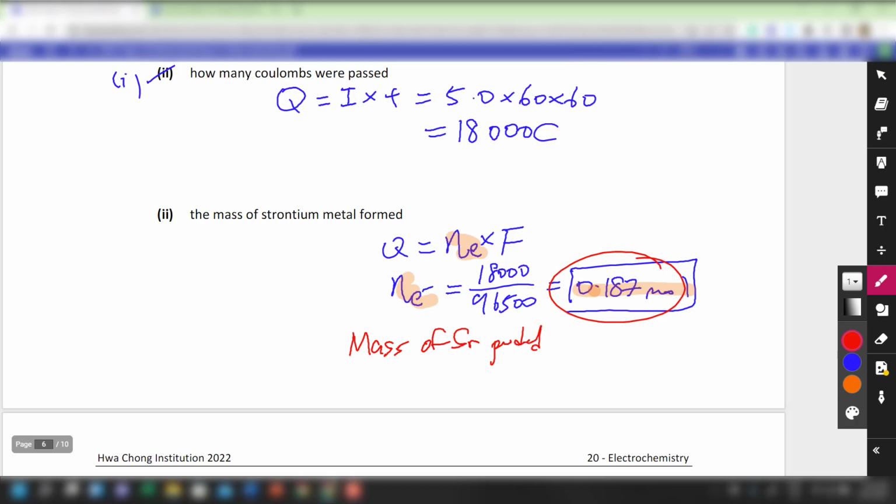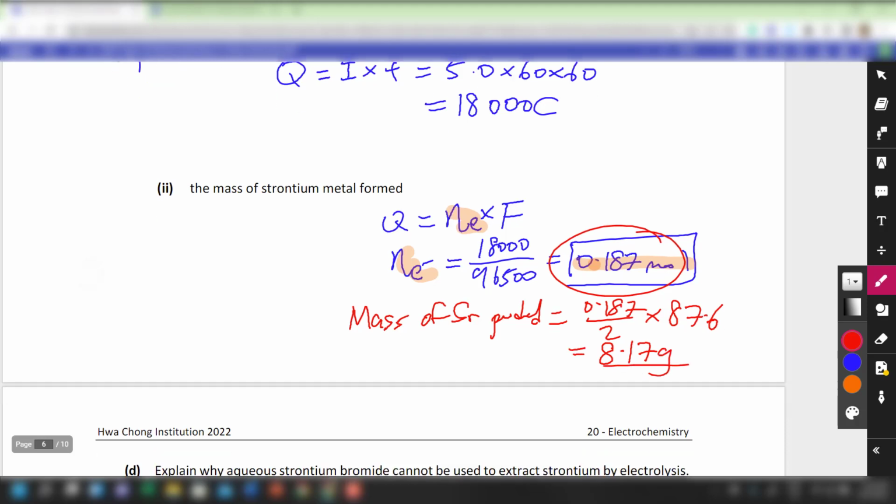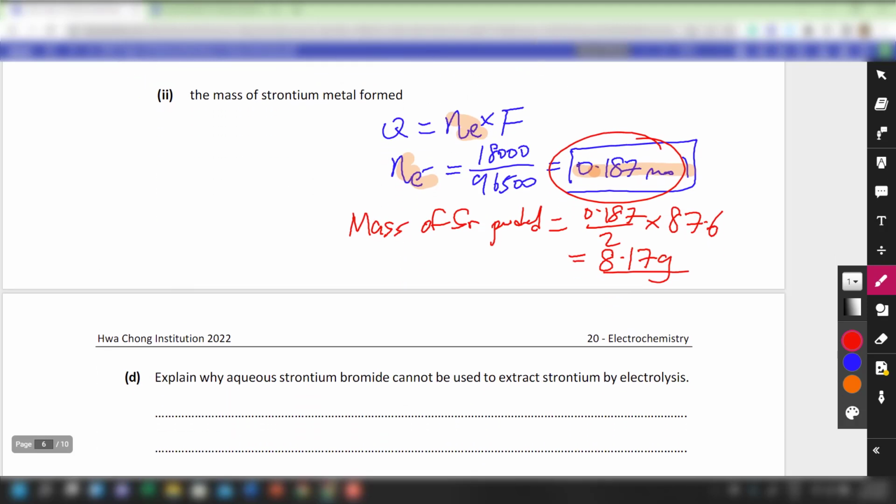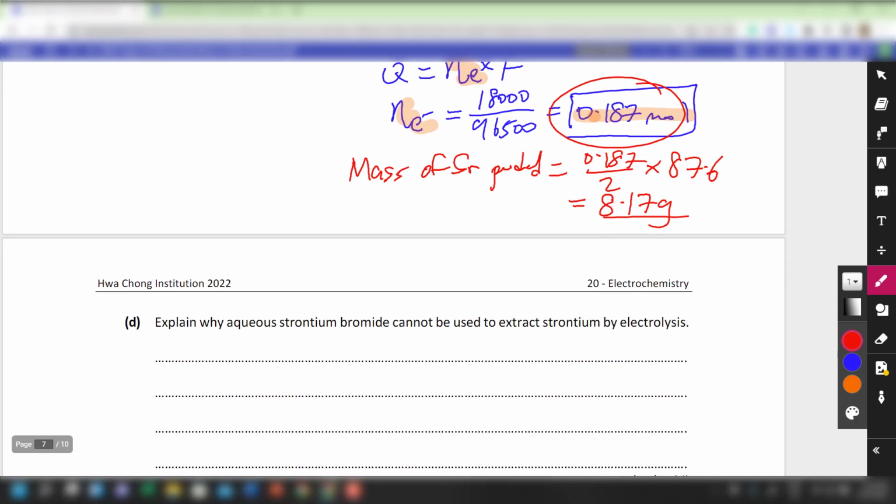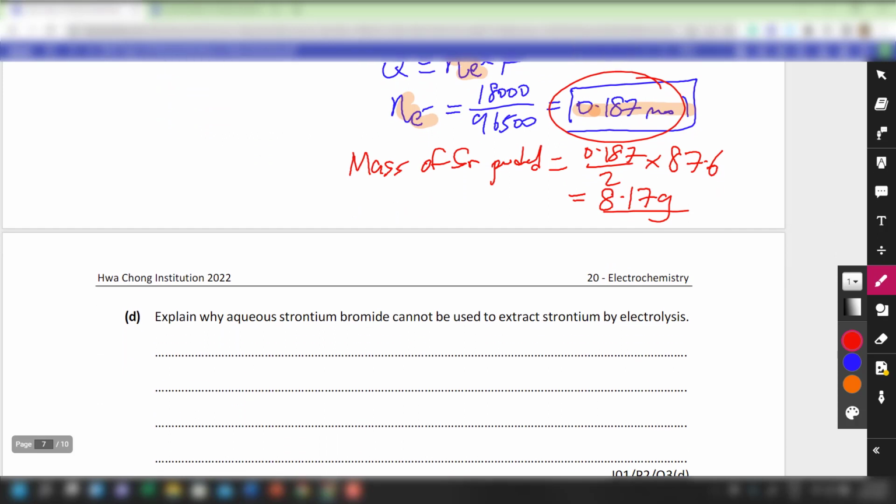Therefore from here we can calculate the mass of strontium produced. That will be equal to 0.187 divided by 2, multiplied by the relative atomic mass of strontium, which is 87.6. Then we will be able to get 8.17 grams. Do punch your calculator and double check whether this value is correct. Then we'll move on to part D.